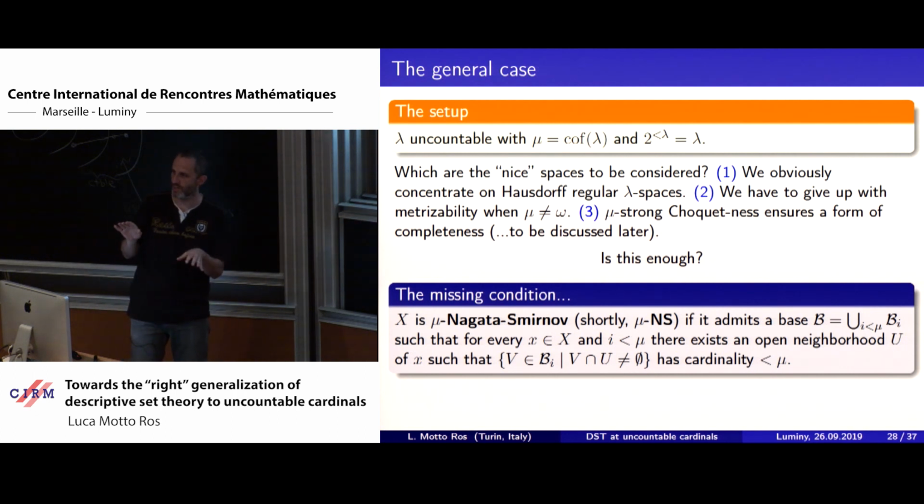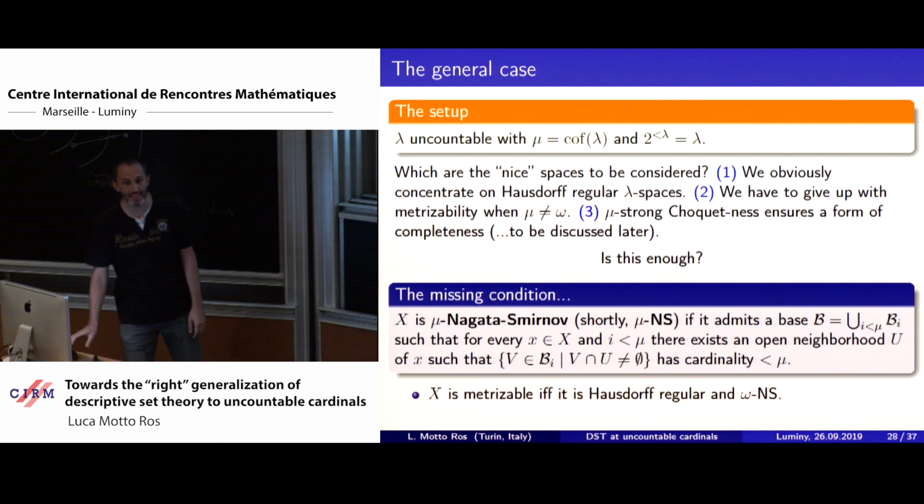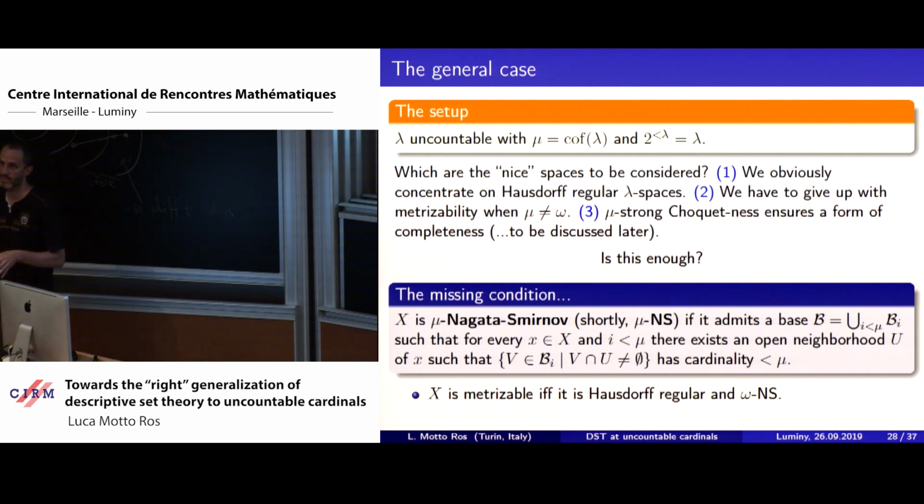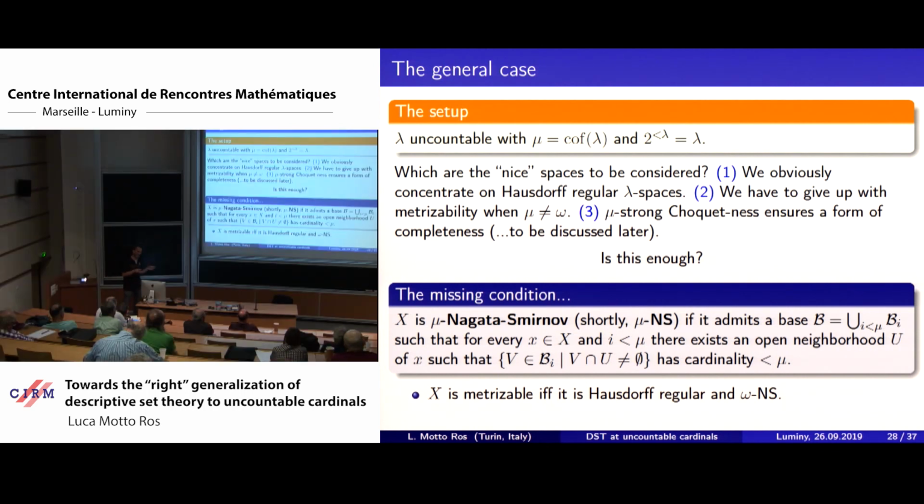So this appeared to be a strange condition, but why did Nagata and Smirnov introduce it? Well, because this is actually a characterization of metrizability for arbitrary spaces. A topological space X is metrizable if and only if it is Hausdorff and regular, as usual, and it is omega Nagata-Smirnov. So you have this base in omega many levels.